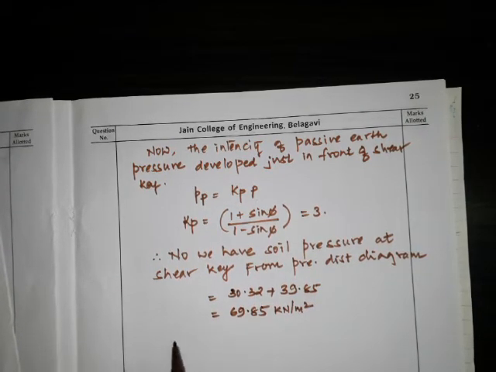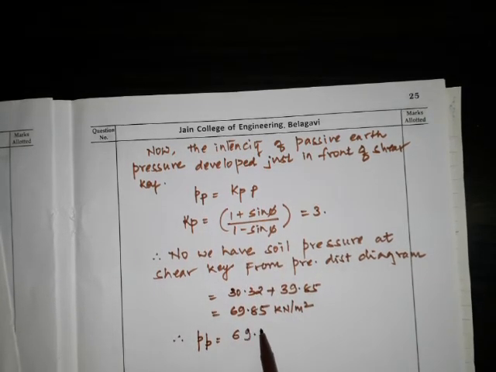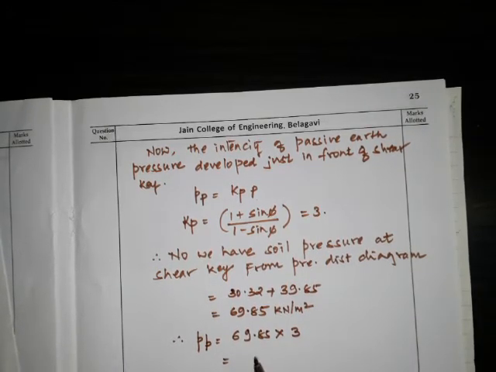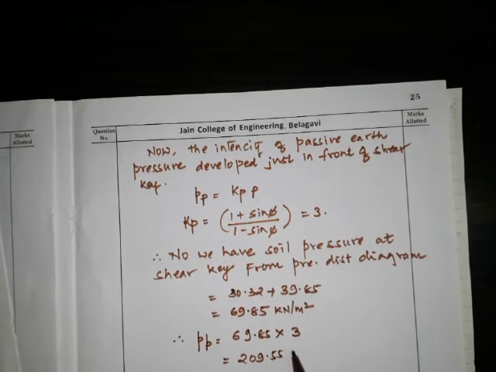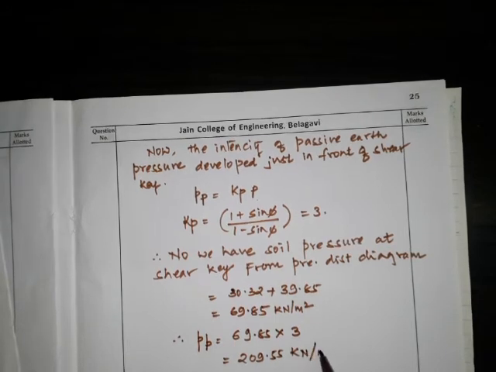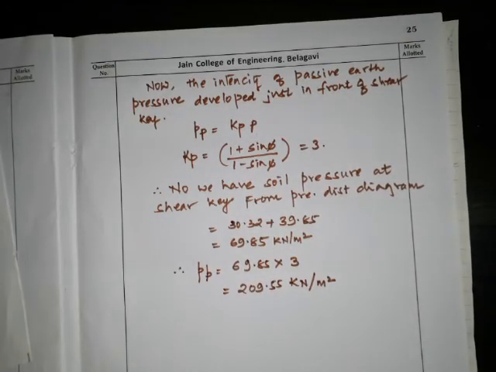So therefore Pp will be Kp into P. P is 69.85 and Kp is 3. So we get Pp as 209.55 kilonewton per meter square.